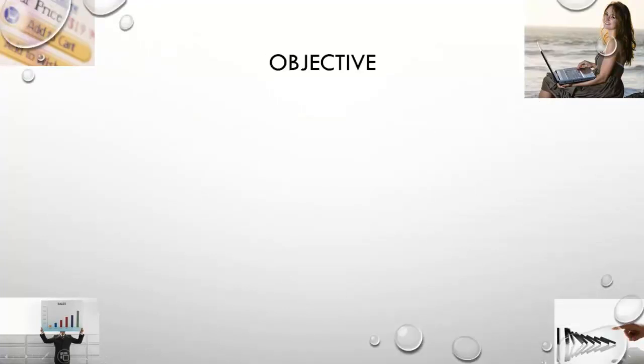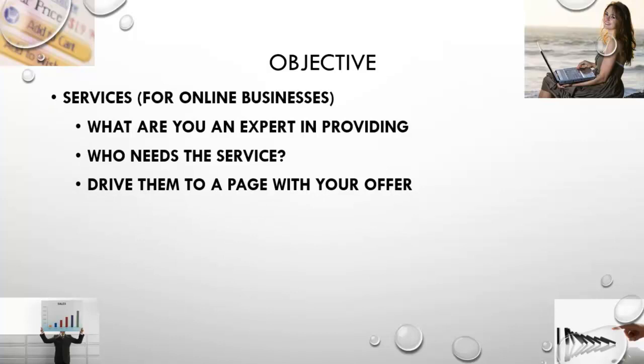And in this video, we're going to be talking about the objective of what you're trying to do on LinkedIn. What are you actually going to do in order to get a service sold to somebody who actually needs it? Let's take, for instance, services for an online business. You're going to want to know, what are you an expert in providing? Is it SEO? Is it backlinks? Is it outsourcing? Whatever it is, you want to have defined yourself in the marketplace as being an expert in providing a particular service.